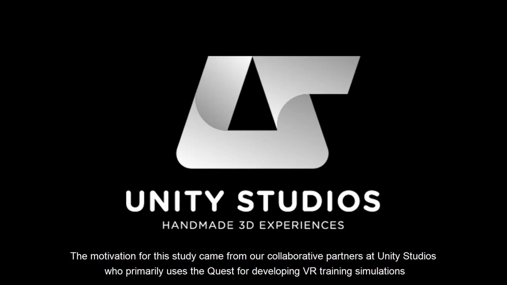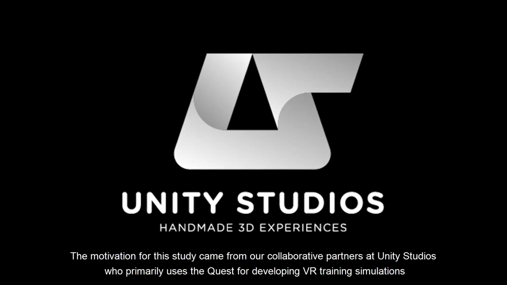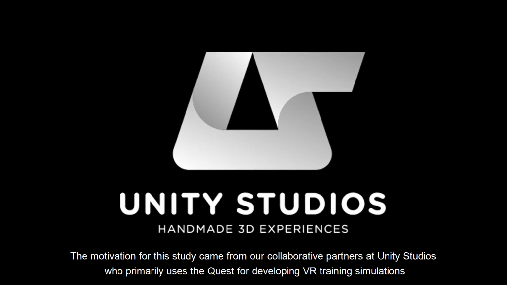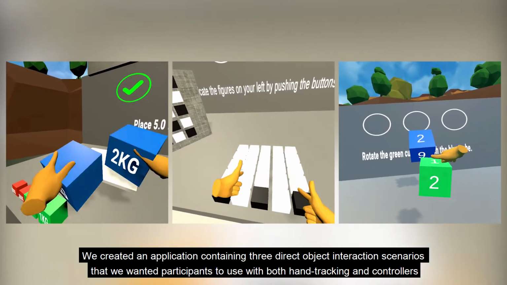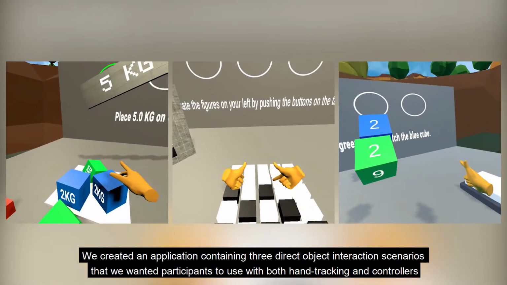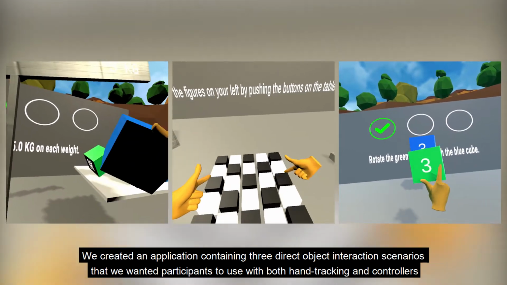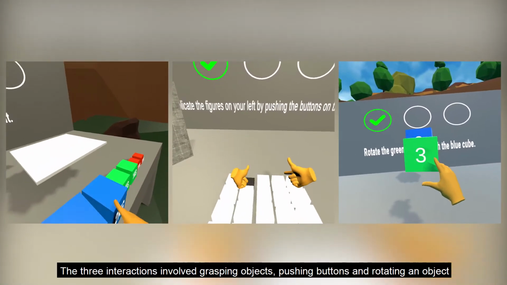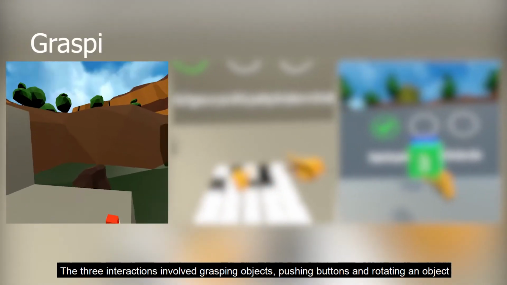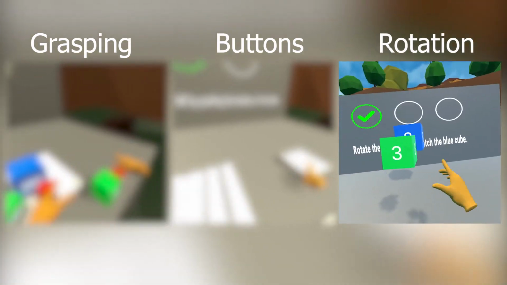The motivation for this study came from our collaborative partners at Unity Studios, who primarily use a Quest for developing VR training simulations. We created an application containing 3 direct object interaction scenarios that we wanted participants to use with both hand tracking and controllers. The 3 interactions involve grasping objects, pushing buttons, and rotating an object.